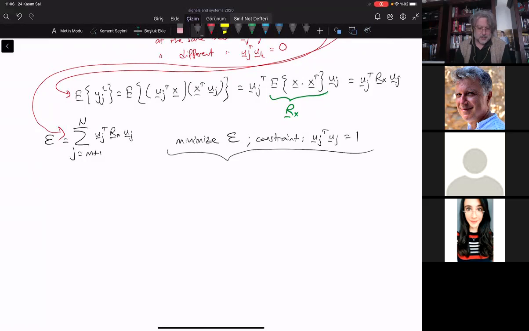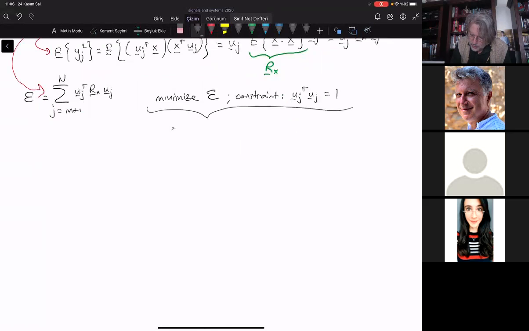But with the Lagrange multiplier technique, we take the derivative of a different term that also includes the constraint. And that term is like this. I'm going to call it epsilon prime. Epsilon prime is equal to epsilon plus the constraint for all uj to be equal to 1. And in order to enforce that uj is equal to 1, I'm going to use this expression.